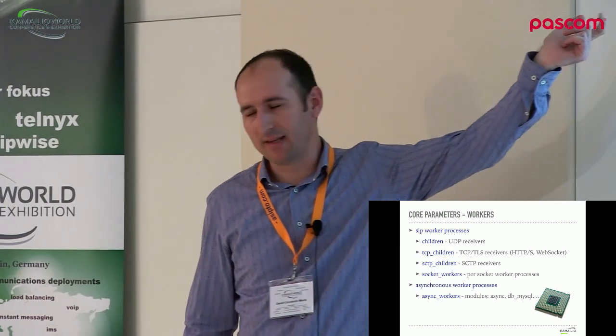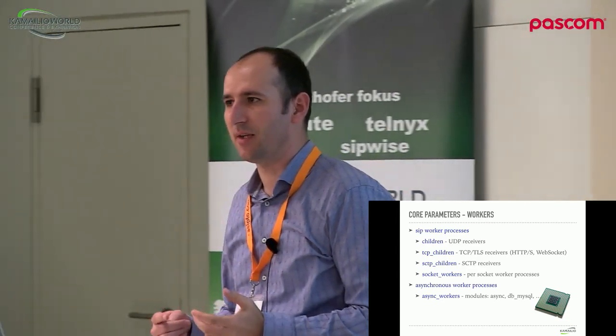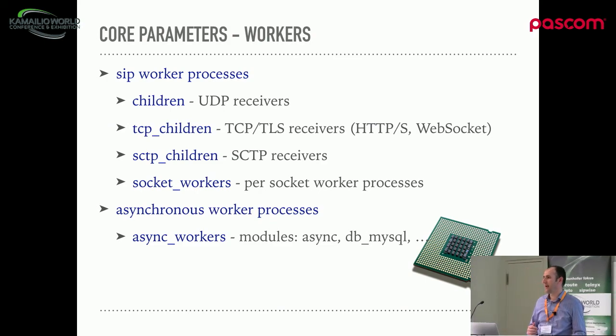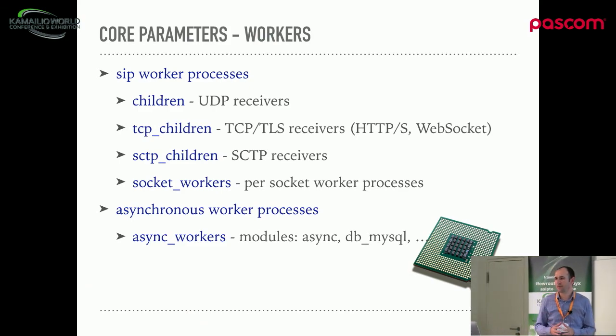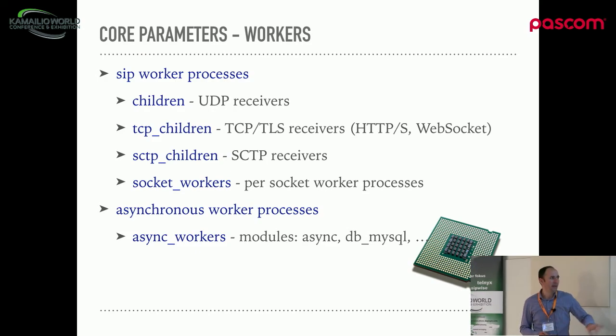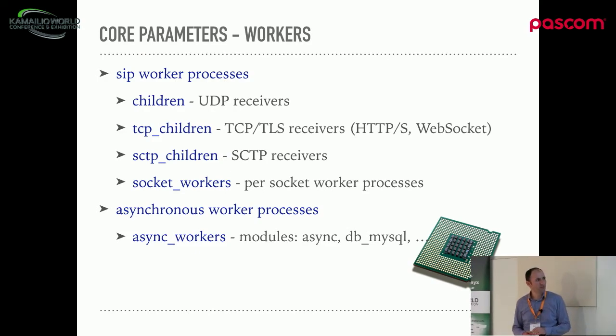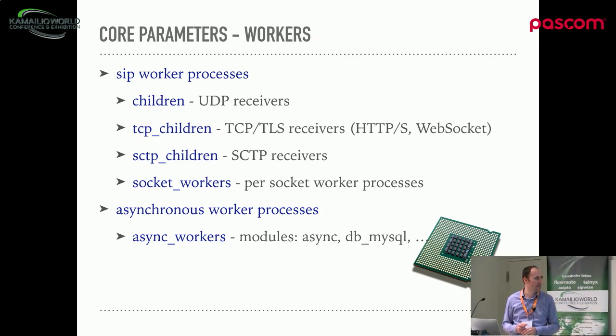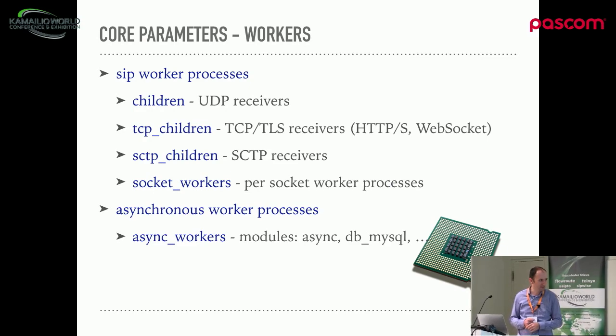With TCP, TLS, we actually do multiplexing there, and we can handle HTTP. So also for some API, I create a socket on, I don't know, port 8080, and I don't really want to have the same number of workers as with SIP traffic. And then we have the asynchronous worker processes that are used by other modules. So this is also something that you can tune.